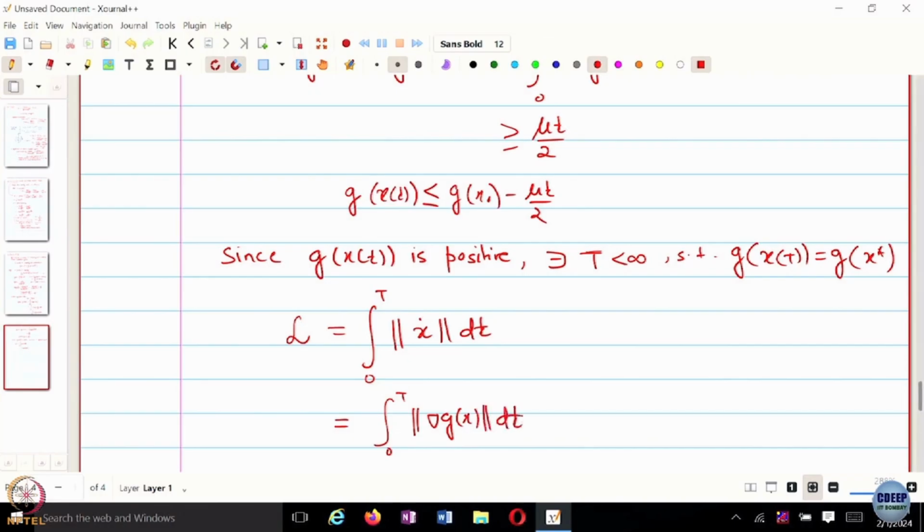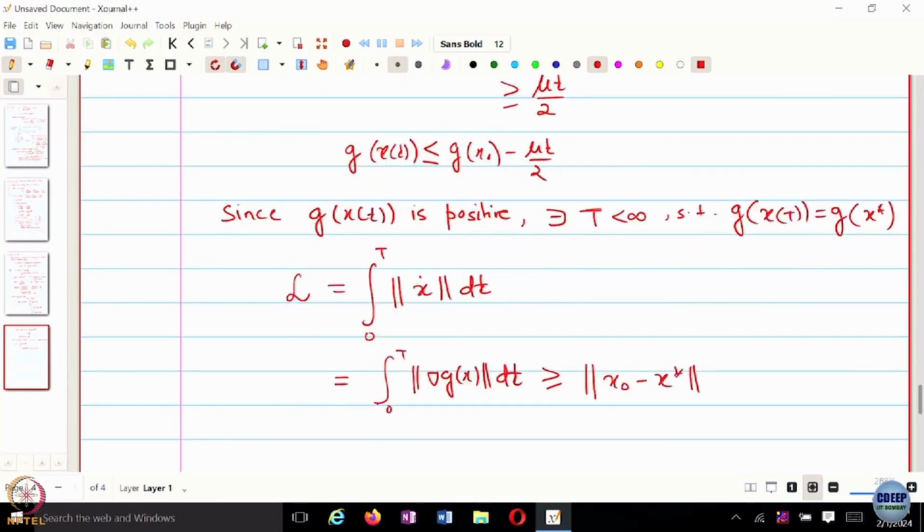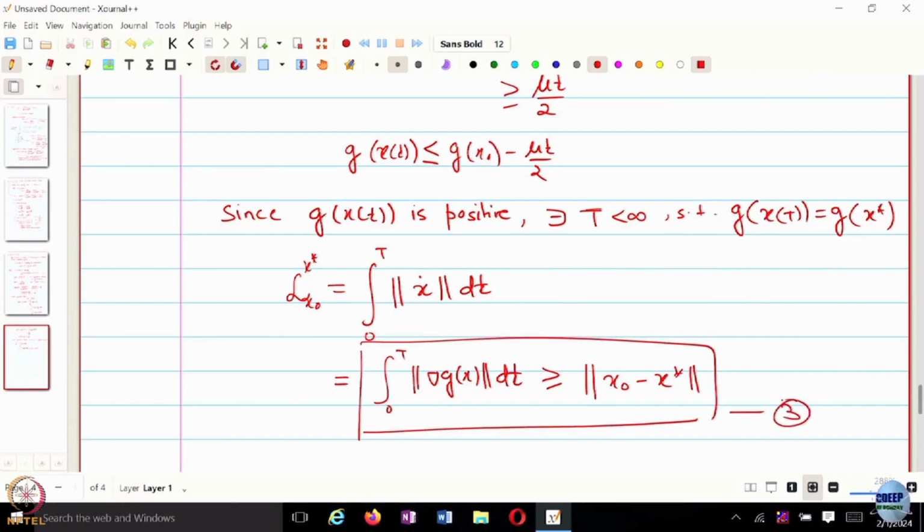And we know that this length is always going to be greater than or equal to the straight line between these 2 points. That means the norm of x naught minus x star. The straight line distance between these 2 points is always less than or equal to the total length of the path traced by this dynamical system, starting at x naught and ending at x star. So let's call this inequality 3.